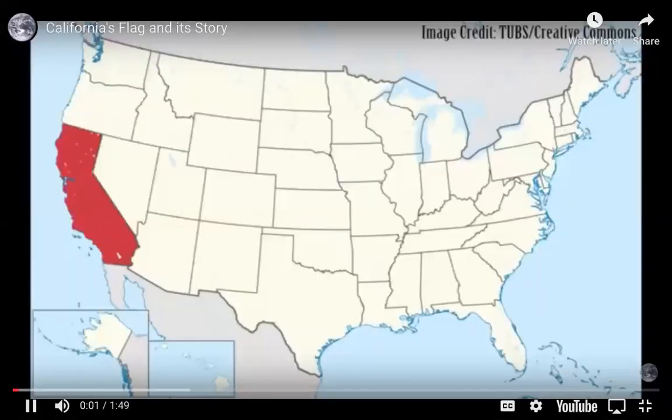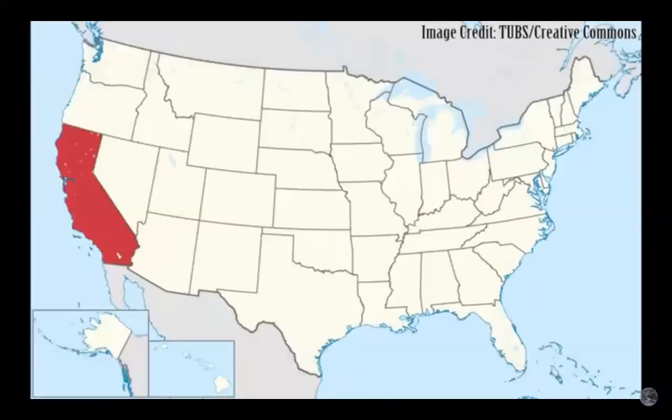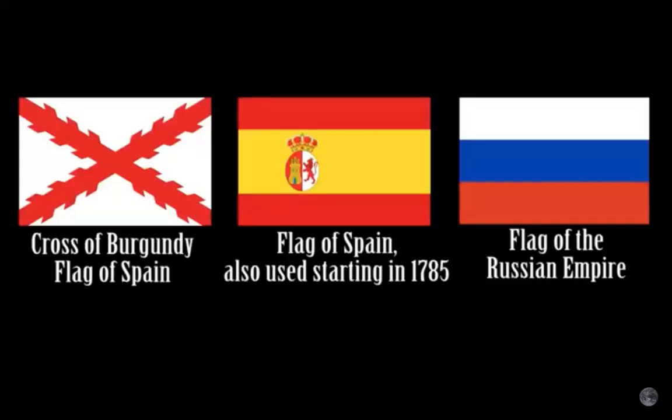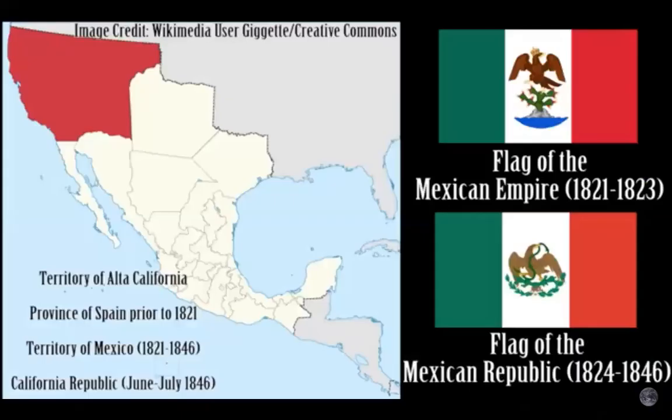The first flags in what is now the American state of California were those of the European colonial empires of the Spanish and Russians that explored and traded there. California became part of Mexico when that country gained independence in 1821. Alta California remained a northern province in Mexico until 1846, when the short-lived California Republic was established.